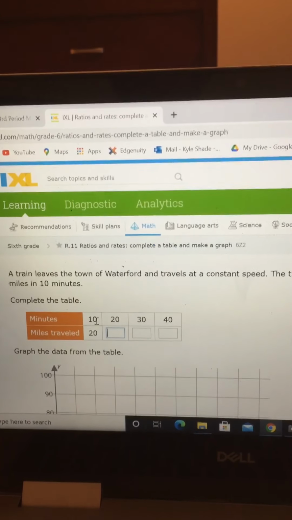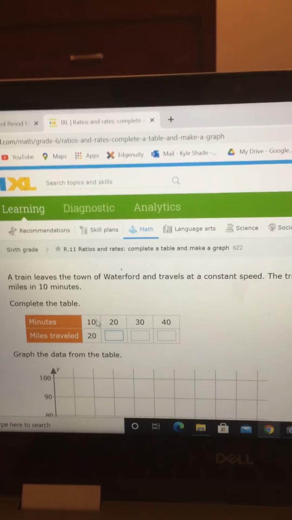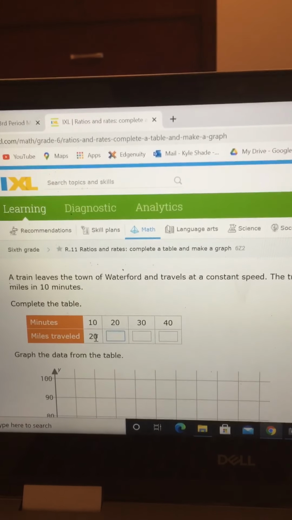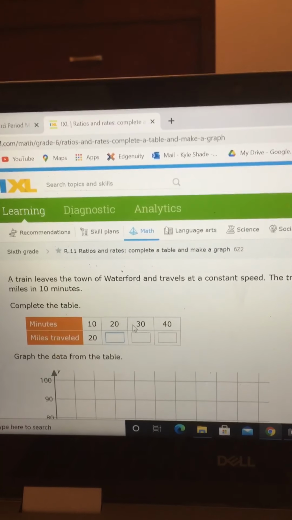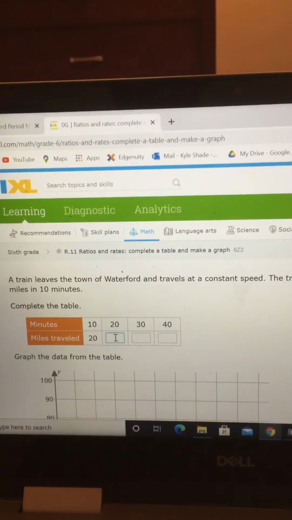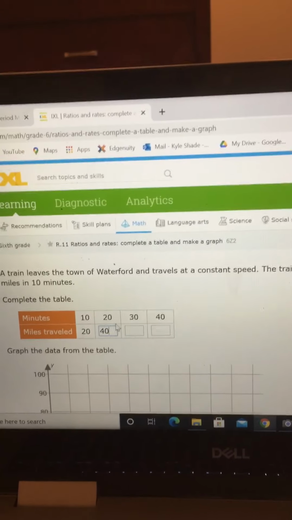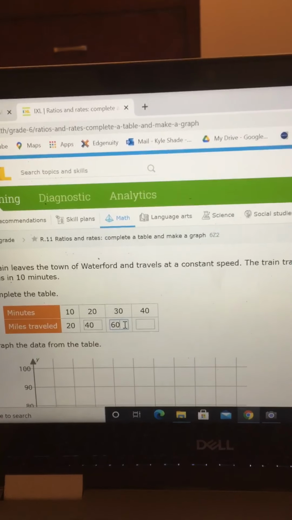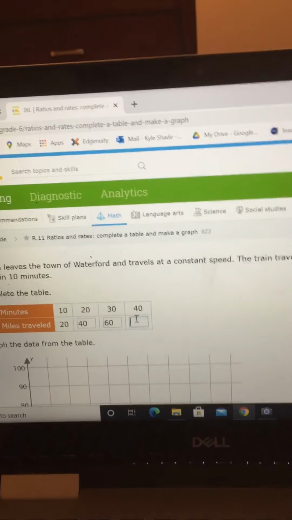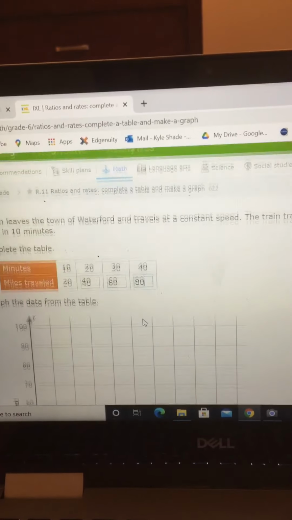So this one's easy. To go from 10 to 20, again, we multiplied by 2. So 10 minutes means that you traveled 20 miles. So now we just multiply each of these by 2. So 20 times 2 we know is 40. We know that 30 times 2 is going to be 60. And then we know that 40 times 2 is going to be 80. And then we plot them.